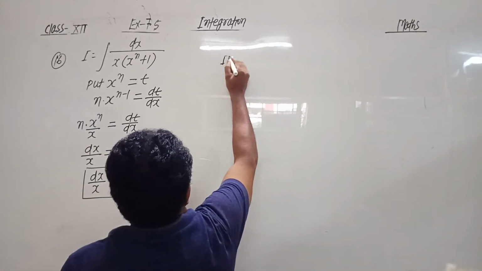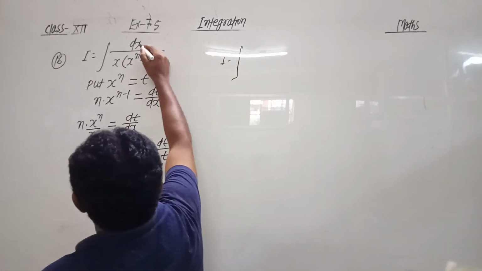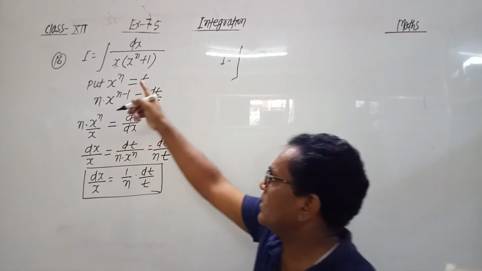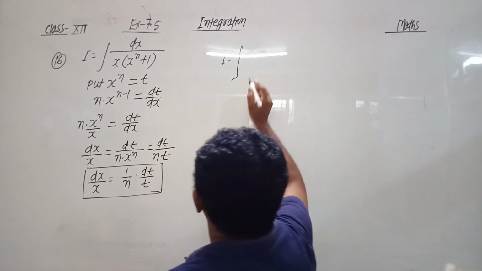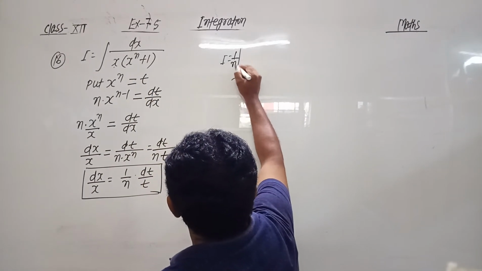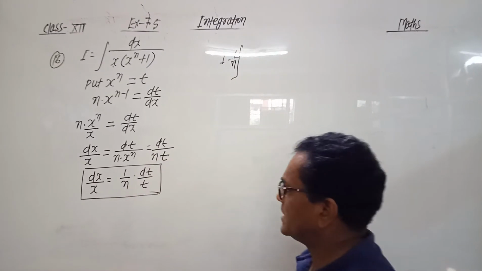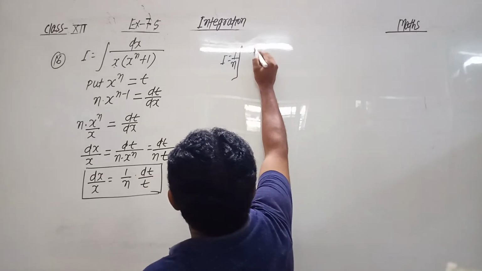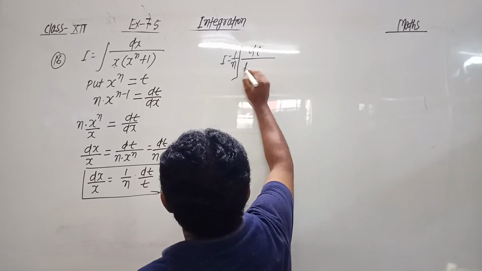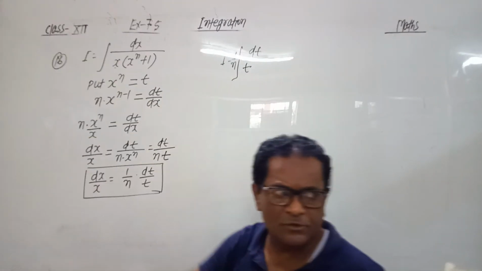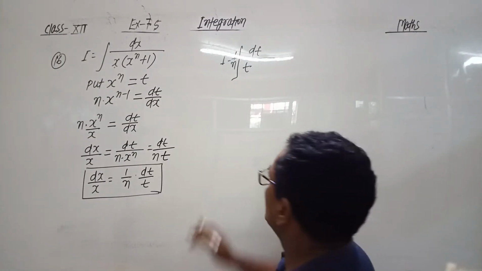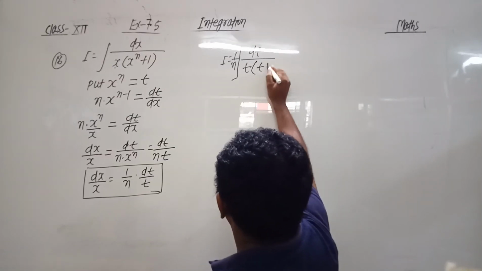So I equals to integration. For dx by x we will write 1 by n outside, 1 by n is the constant term, and dt upon t. And for x raised to the power n plus 1 it would be written t plus 1.